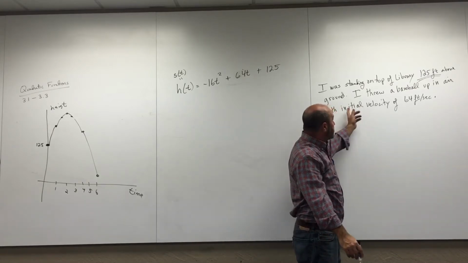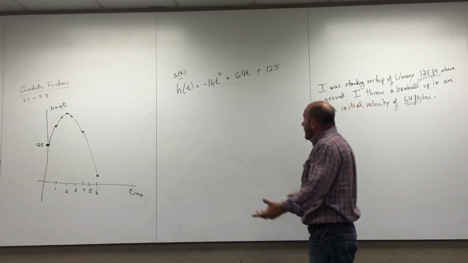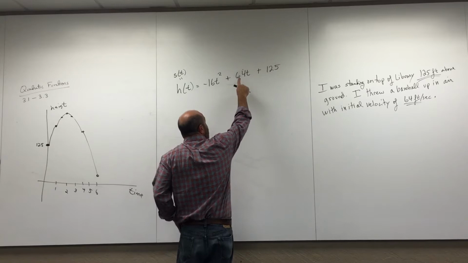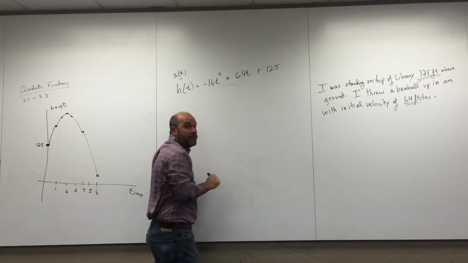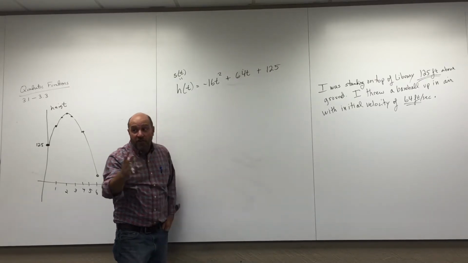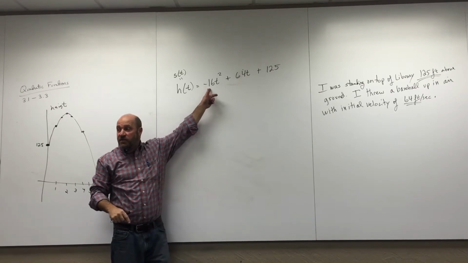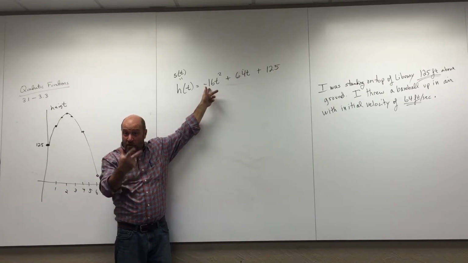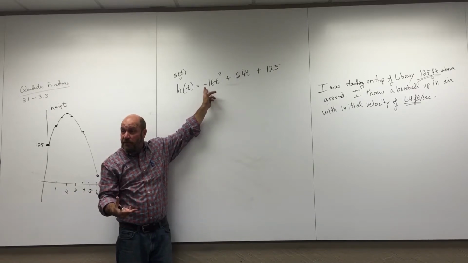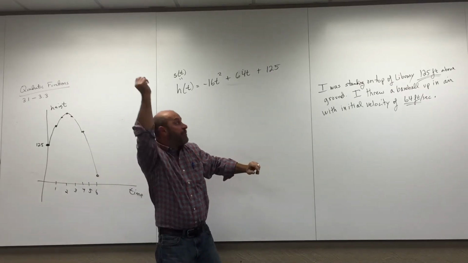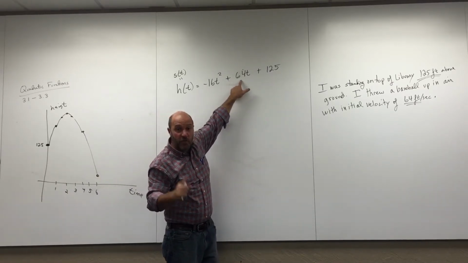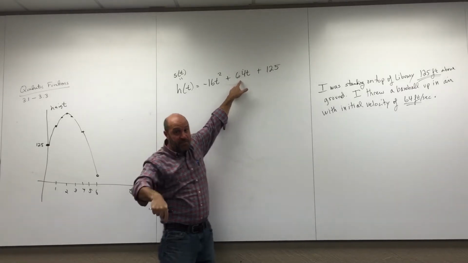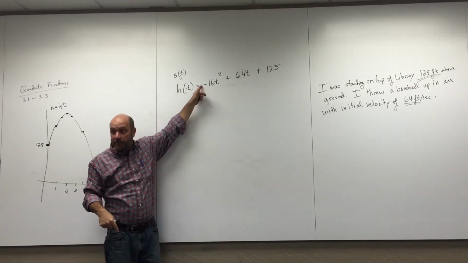And then I threw it up with a certain speed of 64. That speed gets multiplied by the time. This other number is this negative 16. It turns out that's half of gravity. I told you gravity's working on this thing, and gravity's pulling it down. Maybe that's why it's negative. Remember, I threw that thing up. Maybe that's why that's positive. I threw it up, right? But gravity's pulling it down. That's why that's negative.